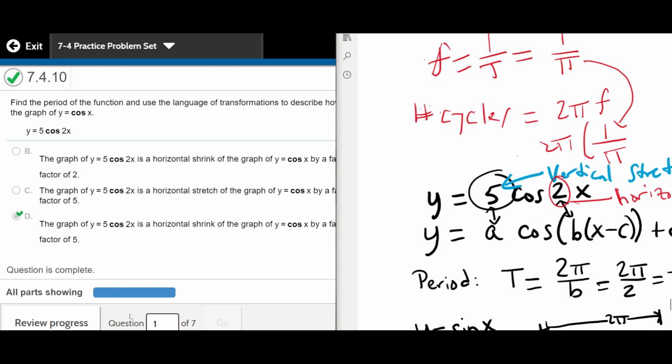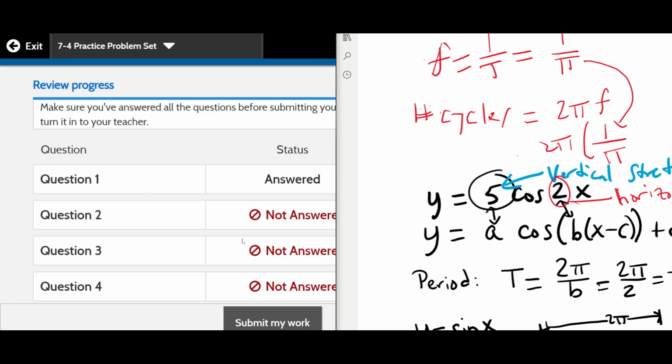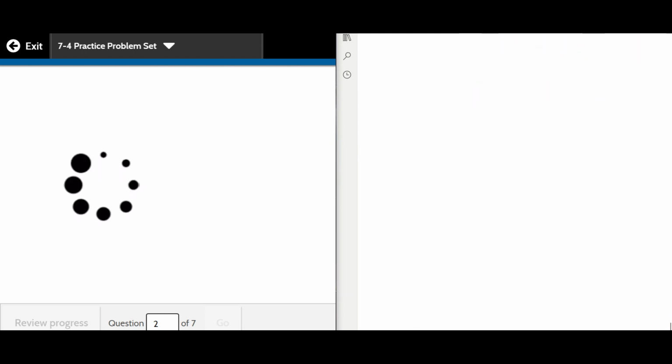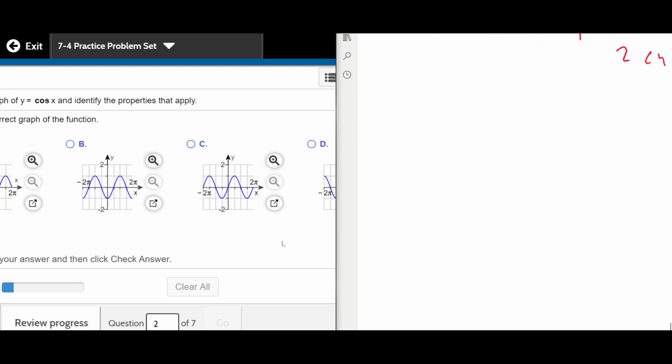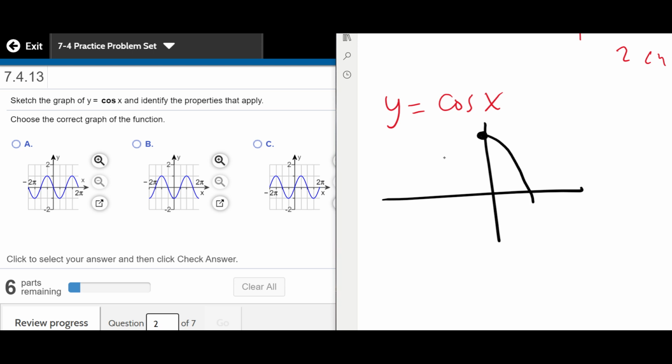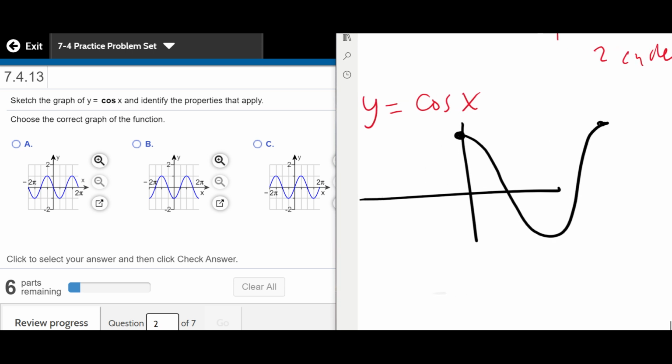All right, let's go to the next question. Sketch the graph of y equals cosine. So now we know how the cosine looks, right? Remember, it starts up here and kind of looks like that. At 0, you get a value of 1. At pi over 2, you get a value of 0.